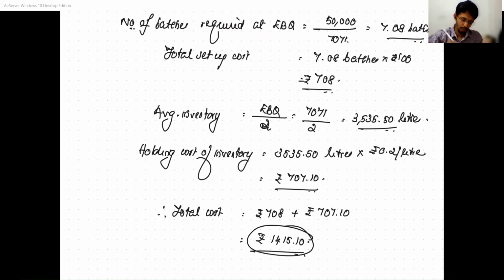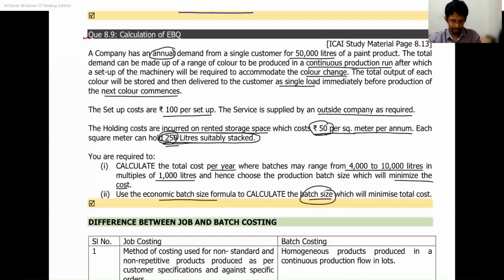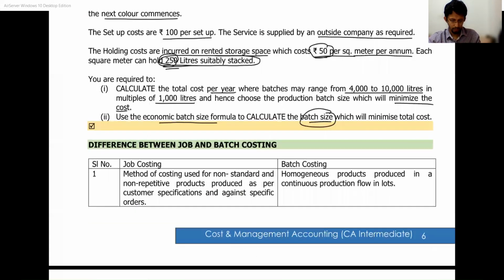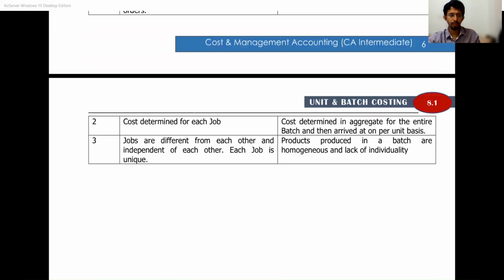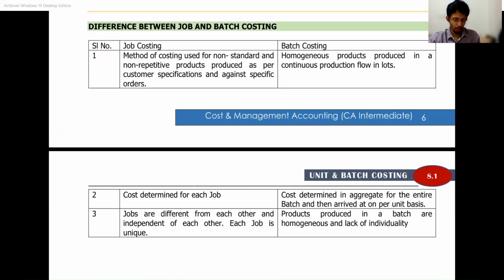Okay, so that's all with this. So question number 8.9 is also over. Now there is a small topic, that is the difference between job and batch costing. Basically, job costing is something which we have not learned so far. We are going to learn about job costing in the coming chapter only.